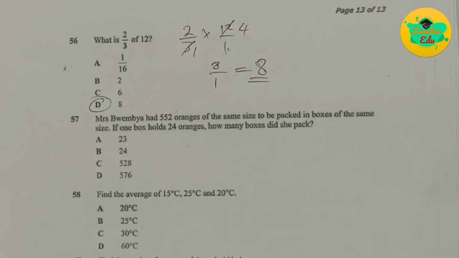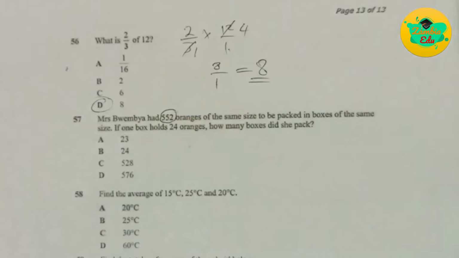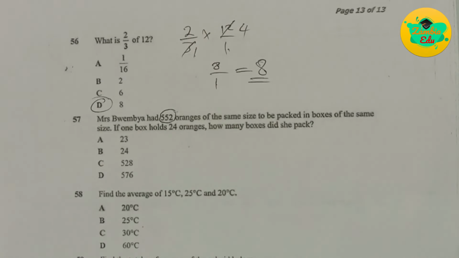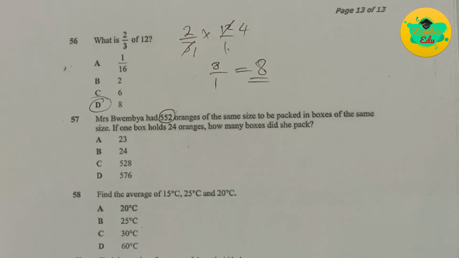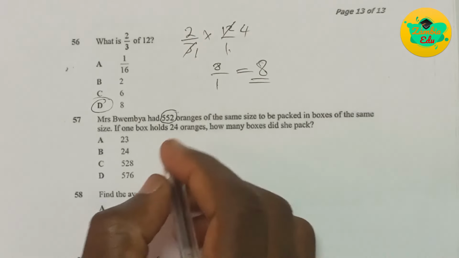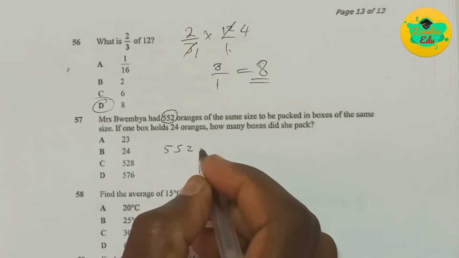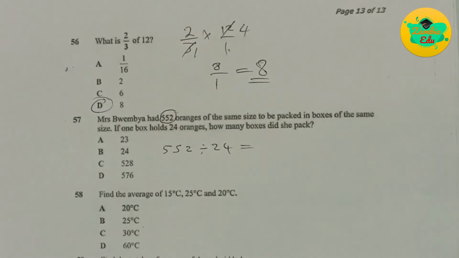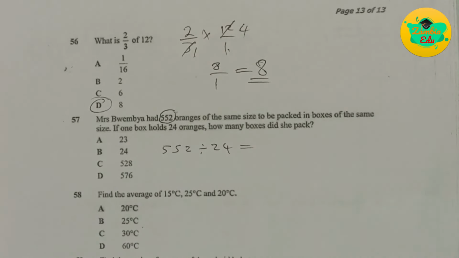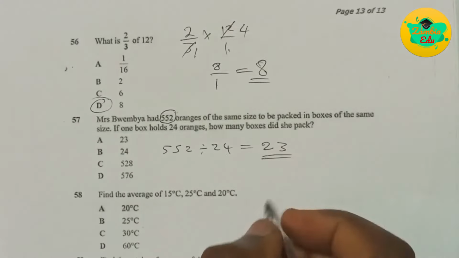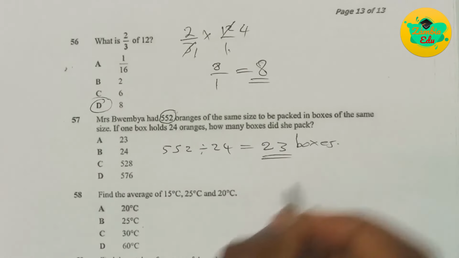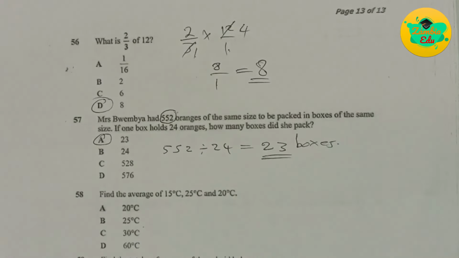So we are told that Mrs. Wembia had 552 oranges and she was packing in boxes, and each box packed 24 oranges. So the question is, how many boxes did she pack? So it's the same as 552 divided by 24. And if we divide 552 by 24, the answer is going to be 23. So she packed 23 boxes, and 23 boxes is option A. So our answer for question 57 was A.